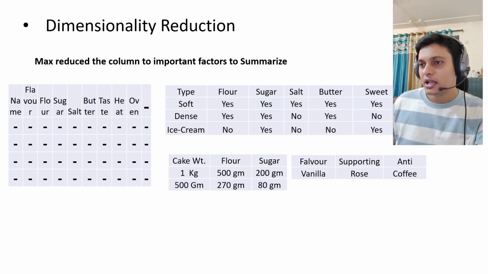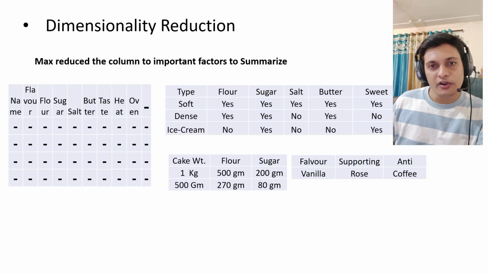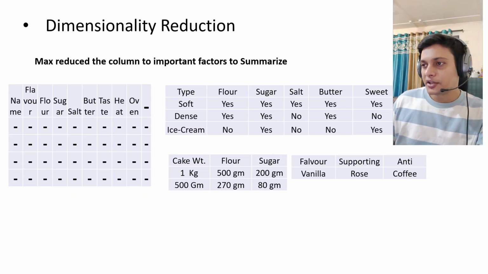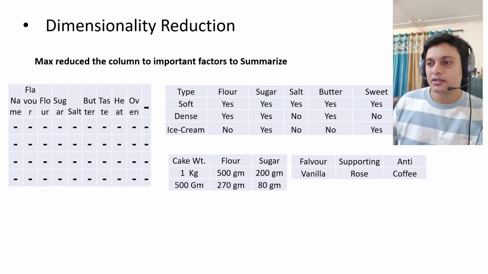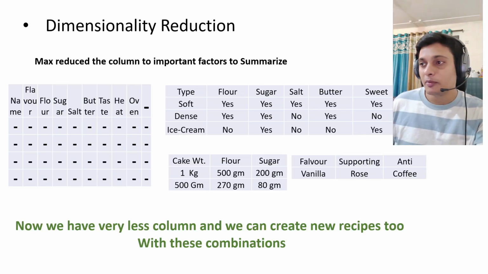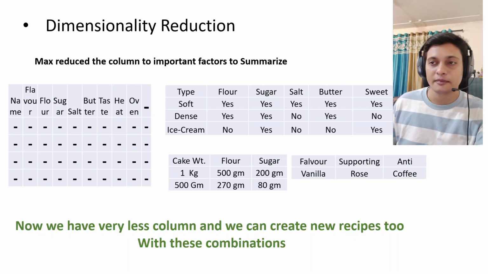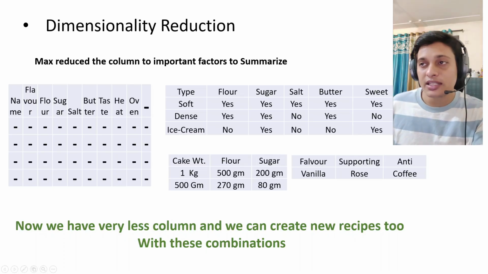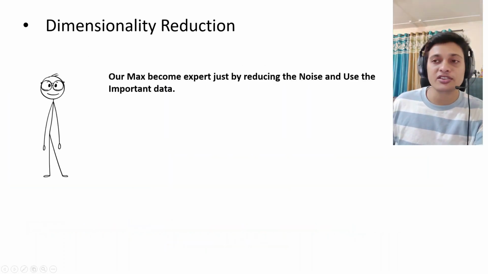So from here, Max reduced those n number of columns to very limited columns. Now we have very few columns, and we can create new recipes too by using this particular data, because now we know all the probabilities which we can use to create something new out of it. So this is called dimensionality reduction.